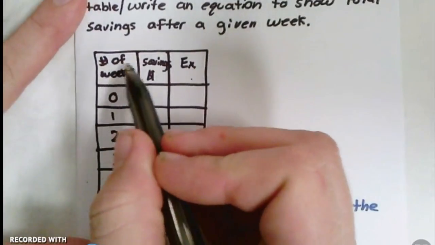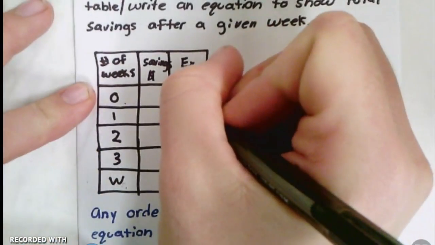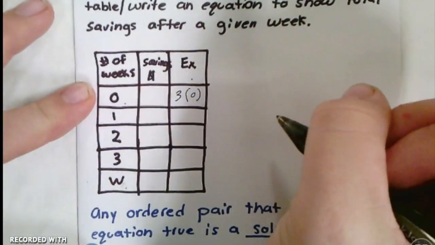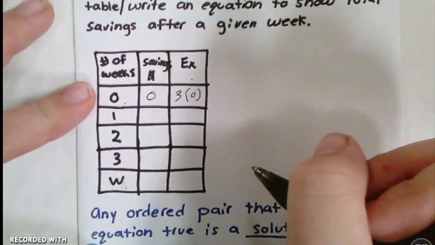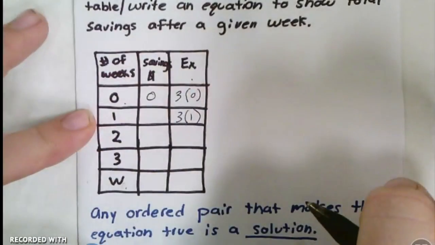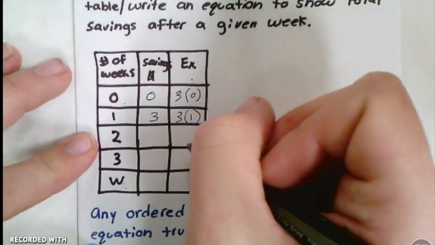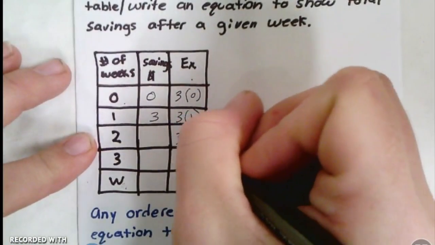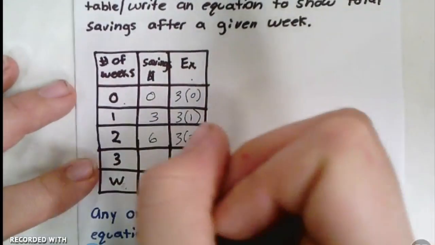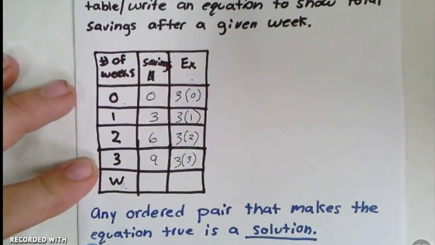So, for example, if I had 0 weeks, my expression would be 3 times 0, because it's $3 times 0 weeks. And so that would mean that I made a total of $0. Well, in 1 week, I would make $3 for that 1 week, and so I would have made $3 of savings. In 2 weeks, times $3 a week, I would make $6 of savings. In 3 weeks, and you get how this goes, I would have made $9 of savings.